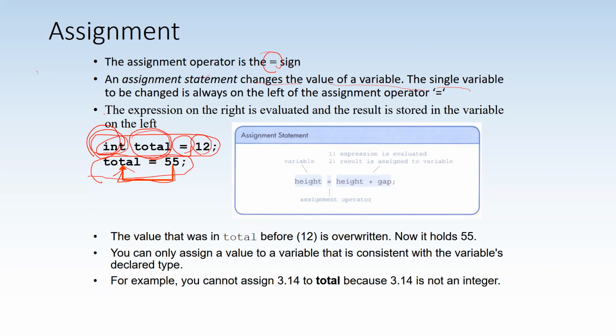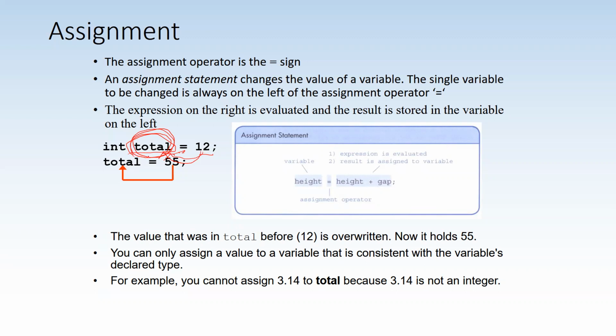The single variable to be changed is always on the left. This is really very important. Let me move this up. The variable you want to change is always on the left. This is different from math expressions, okay? So this is on the left of the assignment operator. The value you want to place in that memory location is on the right. Do not think of this as anything else but a memory location. So you are putting that value into that location, okay?